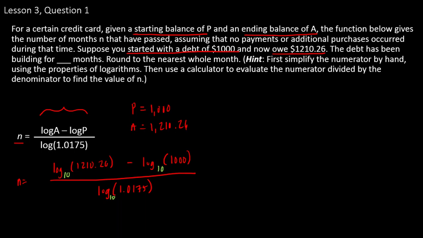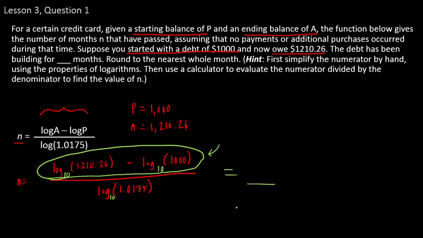Well, think about your rules of logarithms. How can I simplify the numerator? When I've got two logarithms of the same base being subtracted, apply your rule for subtracting logarithms of the same base to simplify this numerator. Once you've got a simplified numerator, then use a calculator to evaluate the fraction, and you'll be able to evaluate it using the logarithm in the numerator and denominator. Okay? But again, first you have to simplify that numerator by applying what you know about subtracting logarithms of the same base. We'll get N, some number of months, and remember to round your answer to the nearest whole month.